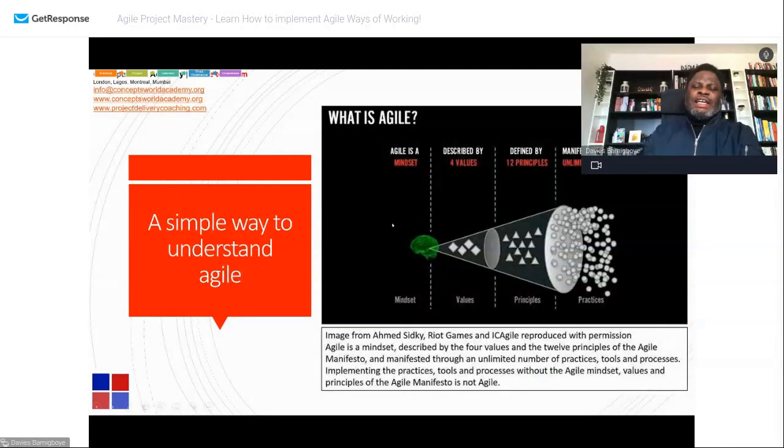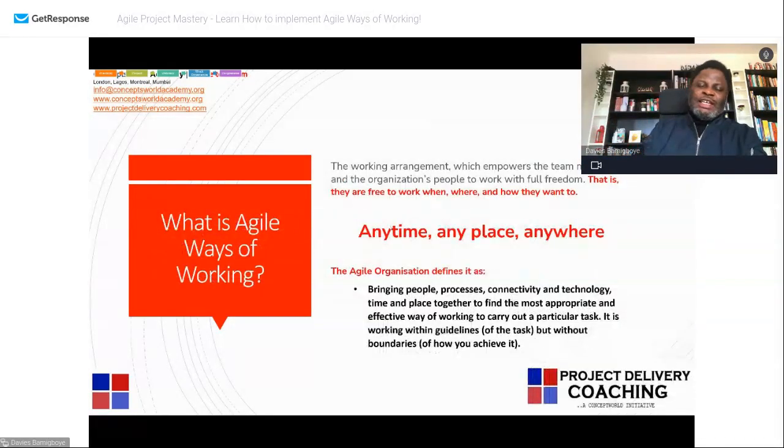So now that we know that Agile is a mindset, that Agile is underpinned by 4 values, that Agile has 12 principles, that Agile can manifest itself in different practices, and that Agile can be used beyond software delivery and beyond project management, let us look at what that means in terms of Agile ways of working. So, what is Agile ways of working?